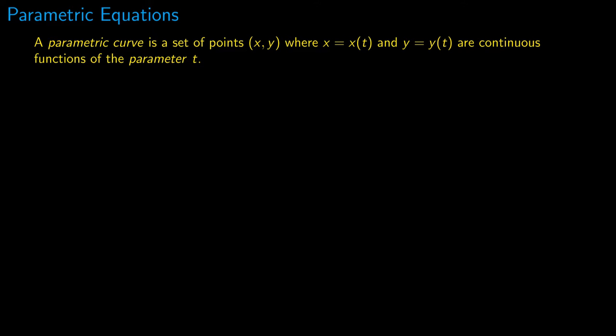And to see this, we want to try to plot the parametric curve x equals cosine t, y equals sine t, where t goes between 0 and 2 pi. But to start, we're just going to let t go from 0 to pi over 2.